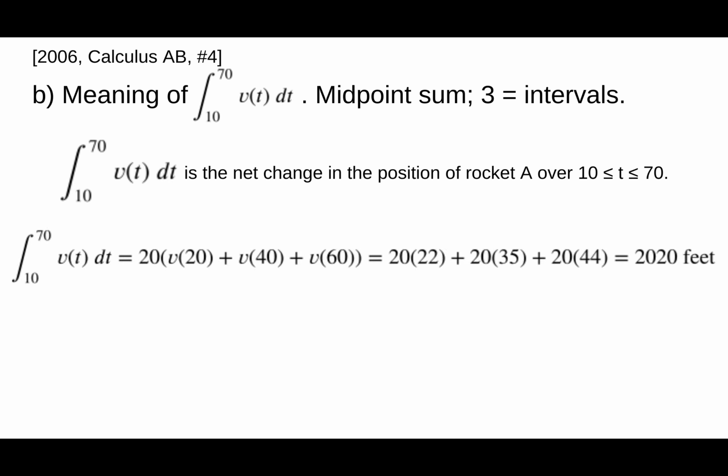Using the midpoint formula and 3 equal intervals, the value of this integral from 10 to 70 of v of t dt is 20 times v of 20 plus v of 40 plus v of 60, which would be 20 times 22 plus 20 times 35 plus 20 times 44, which turns out to be 2,020 feet.